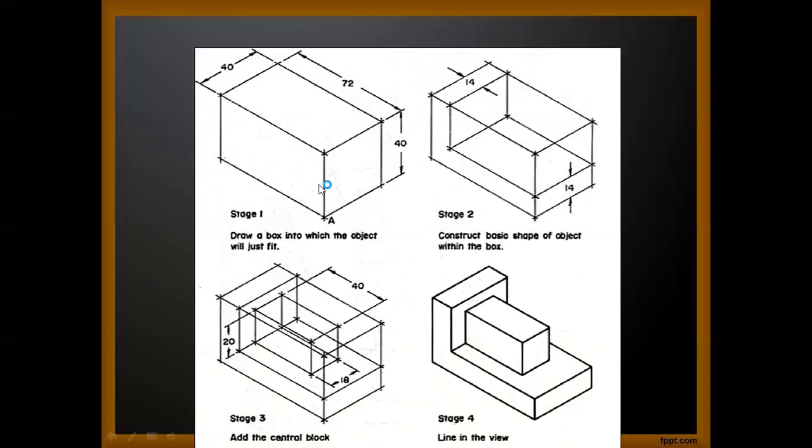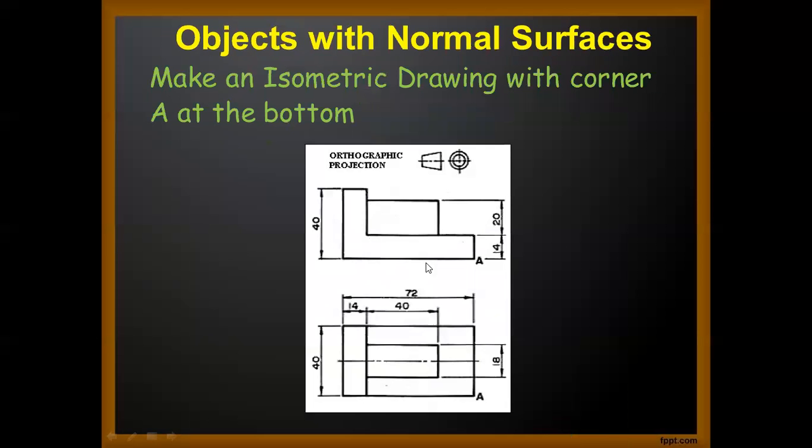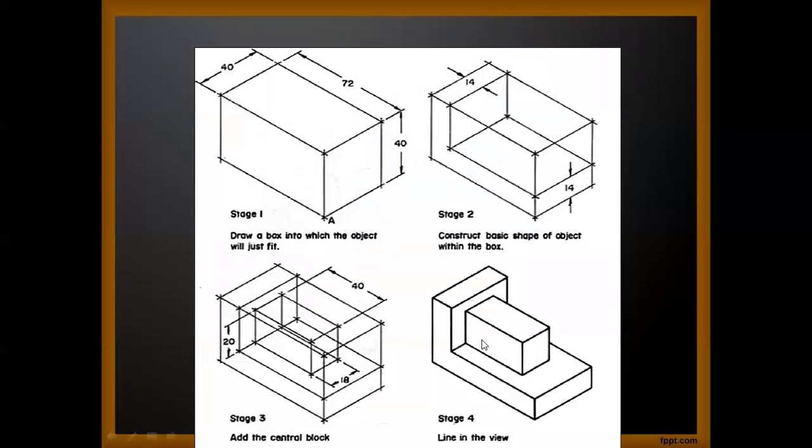The box has dimensions 72, 40. One dimension remains, but we can take it from the top view. It will be fitting at this end because this is the origin. So this end will be fitting on this edge. So this will be 40 from that top view. So we will get this complete box.